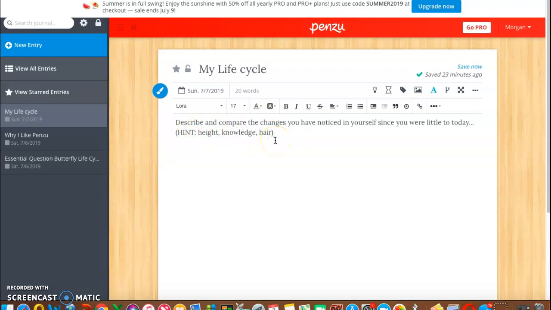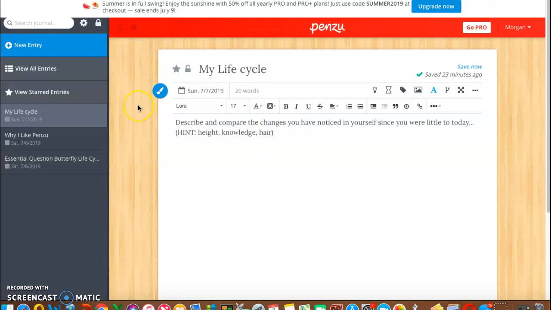And what I would do is have my students bring in a picture of themselves when they were little, and a picture of themselves today, and then they would write and describe and compare what they see in their pictures in their journal. They can even upload the pictures to their journal if they really wanted to. So I thought that was another cool idea and example on how this is a good tool to use for many different subjects.